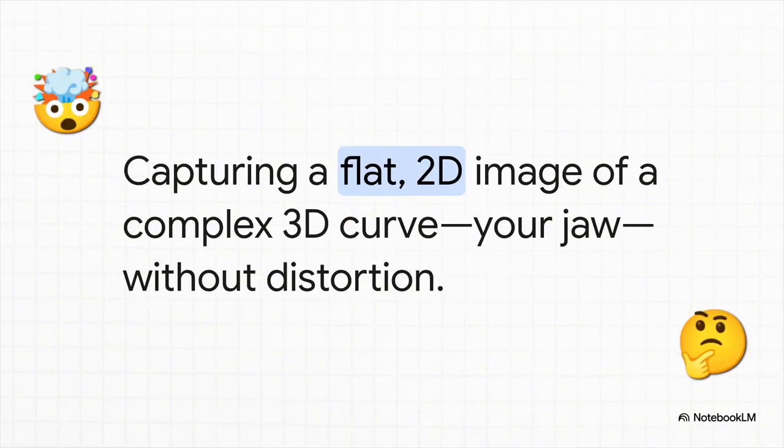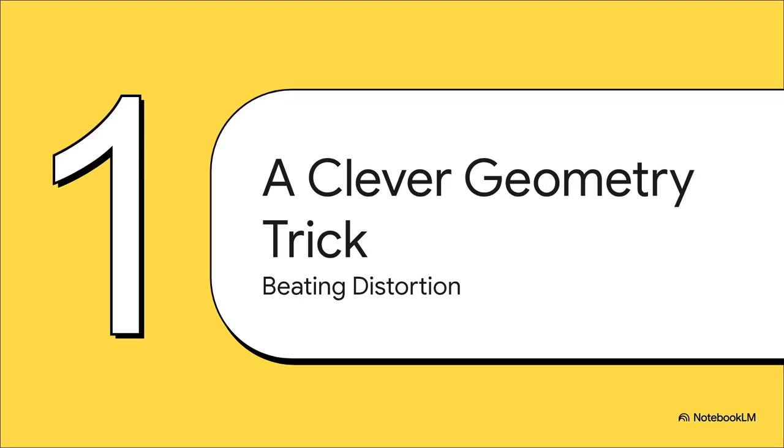So here's the core challenge. Your jaw is a curve, but an X-ray film or sensor is flat. And if you try to capture a clear image of a curved object on a flat surface, you get what's called dimensional distortion. Basically, the teeth can look all stretched out or squished. It's a pretty big geometric hurdle to overcome. So how do dental professionals get around this? How do they solve this puzzle?